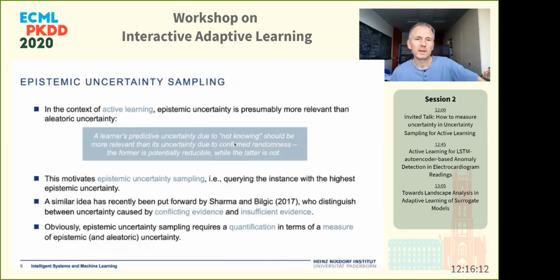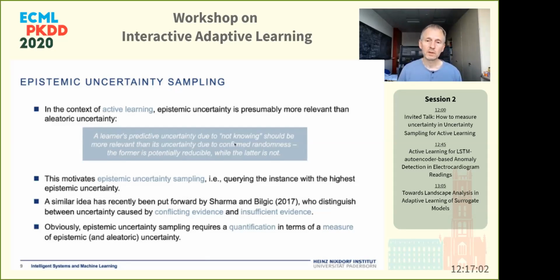Okay, so in the context of active learning and in particular uncertainty sampling, one may argue that epistemic uncertainty could be the more relevant type of uncertainty, in particular more relevant than aleatoric uncertainty. So the conjecture is that a learner's predictive uncertainty due to not knowing, the epistemic part, should be more relevant than its uncertainty due to confirmed randomness. And this should be the case because the former, the not knowing, can potentially be reduced, for example, by observing new data points, whereas the latter, by definition, cannot be reduced.